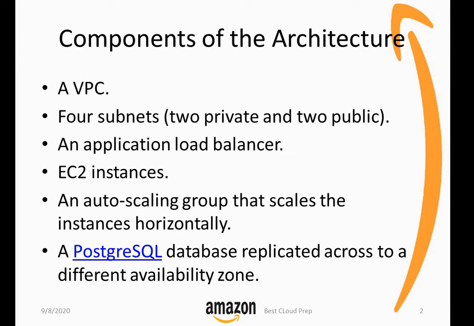Firstly, let's look at the components of the architecture that we're going to design. So we'll have a VPC. In this particular example, I'm taking 4 subnets, that is 2 private and 2 public. We then have an application load balancer, EC2 instances for our compute, an auto-scaling group that scales the instances horizontally, and a PostgreSQL database replicated across to a different availability zone.